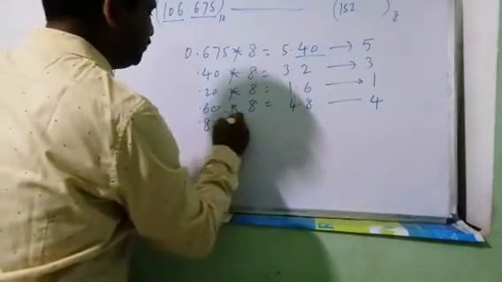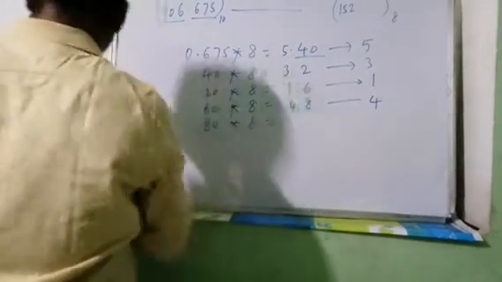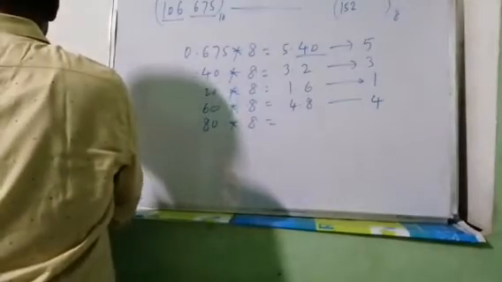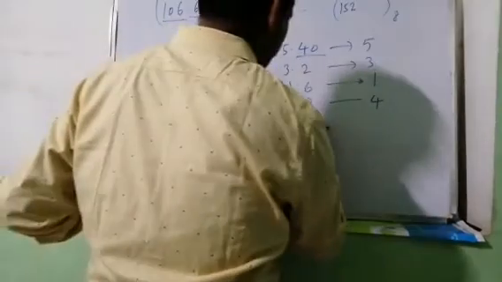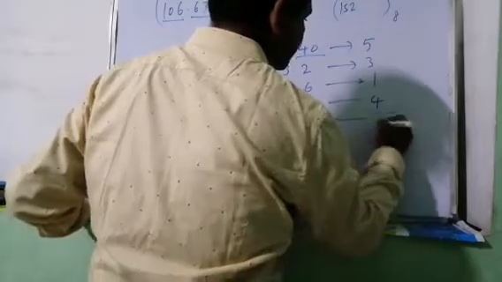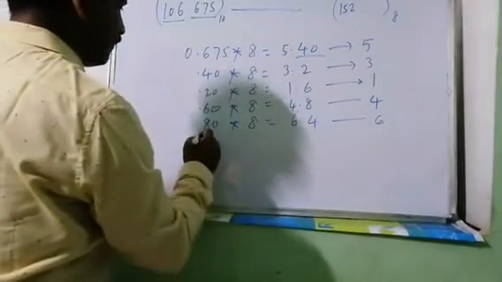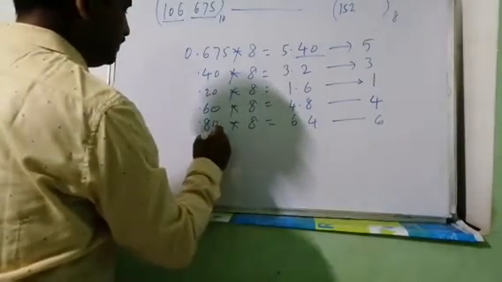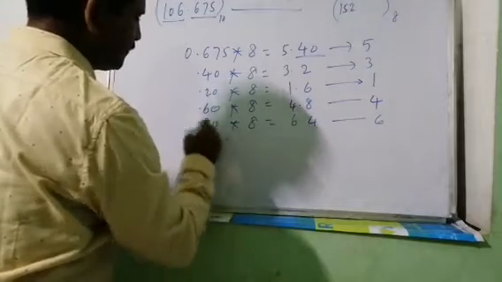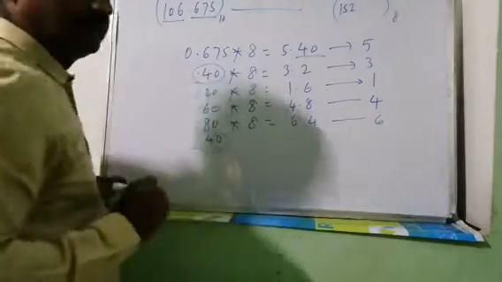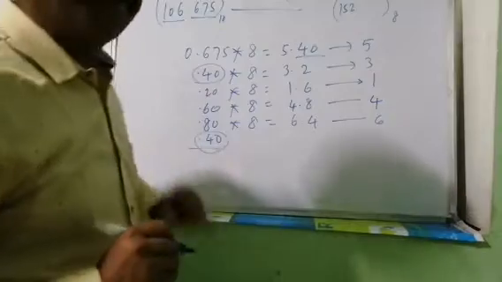4, and 0.80 into 8, 6.4, 6, this fraction part is repeating.